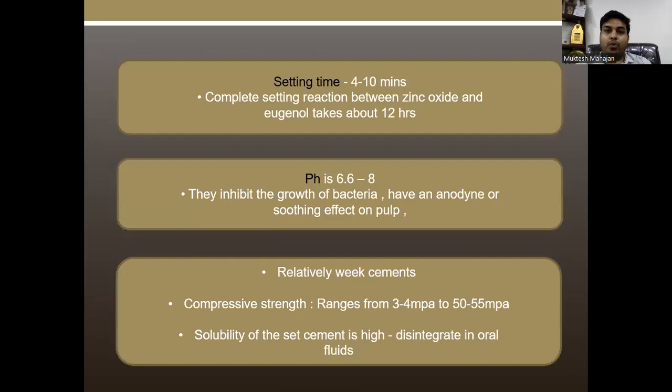Setting time is 4 to 10 minutes. Complete setting reaction between the zinc oxide and the eugenol takes about 12 hours. pH is 6.6 to 8.